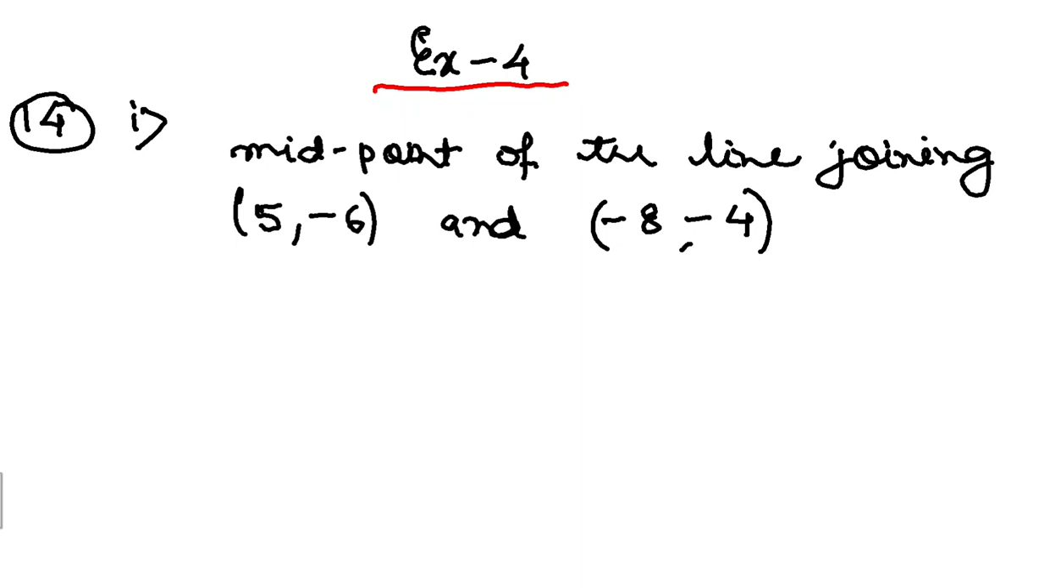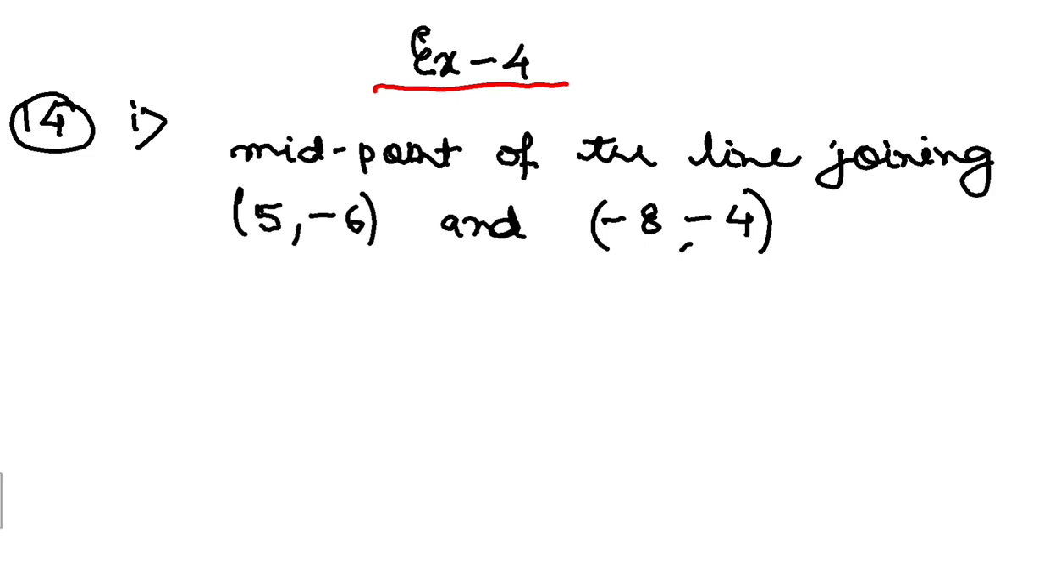Alright, so continuing with exercise 4, it's time to solve question number 14. The question reads, find the coordinates of the midpoint of the line joining the pairs of points. So basically what you have to do is find the midpoint of the line joining (5, -6) and (-8, -4).